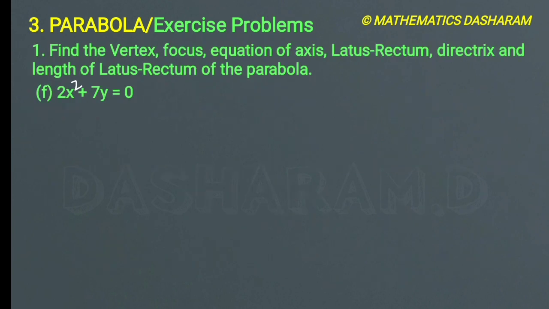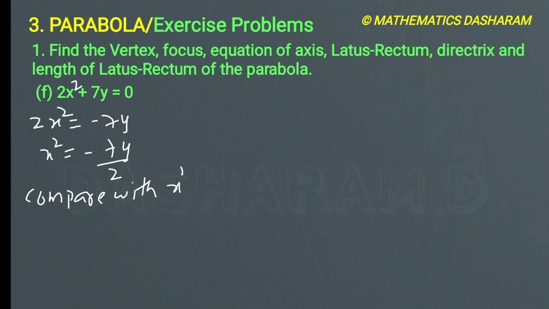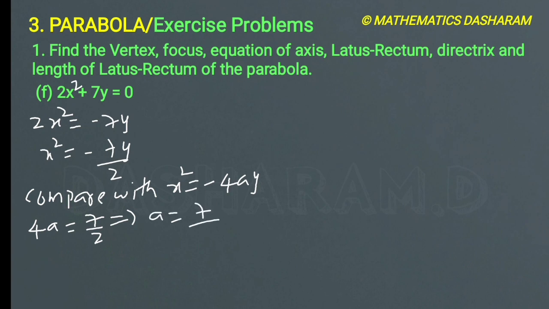Question number F, 2x square plus 7y equals to 0. Let's write in the standard form. 2x square equals to minus 7y. x square equals to minus 7y divided by 2. Now compare with the standard form, that is x square equals to minus 4ay. So 4a equals to 7 by 2. Then a equals to 7 by 4 into 2, 2 fours are 8. So a value is 7 by 8.